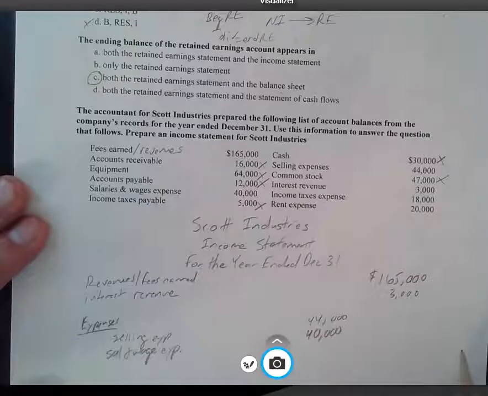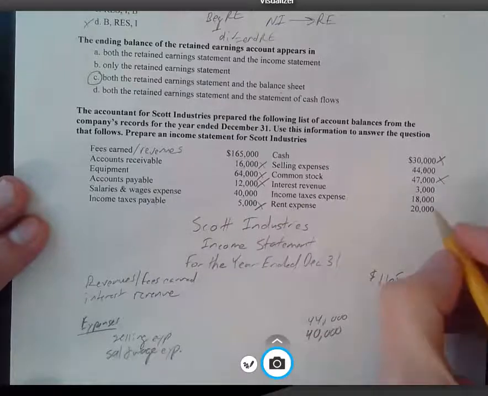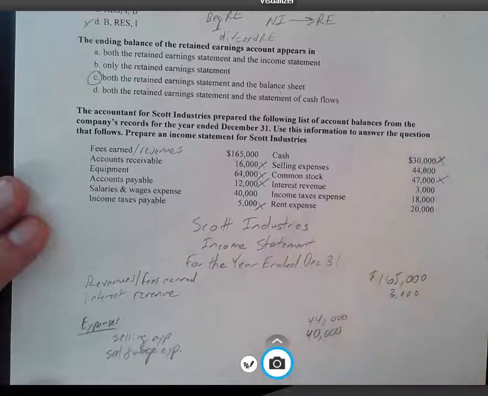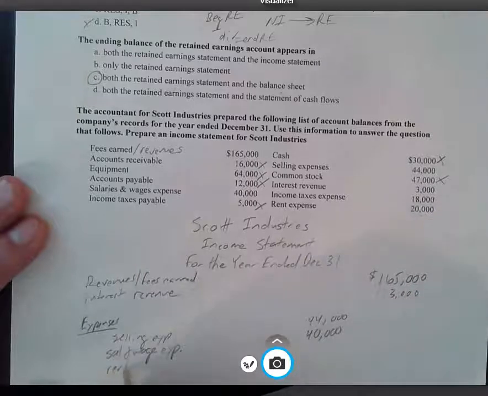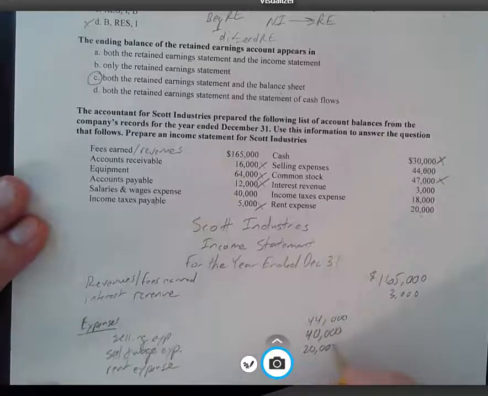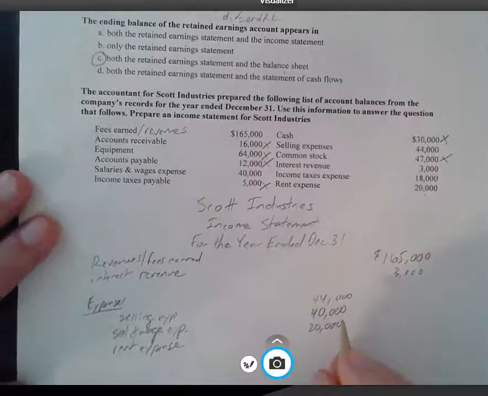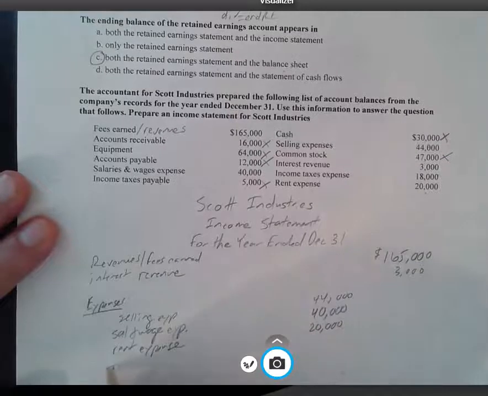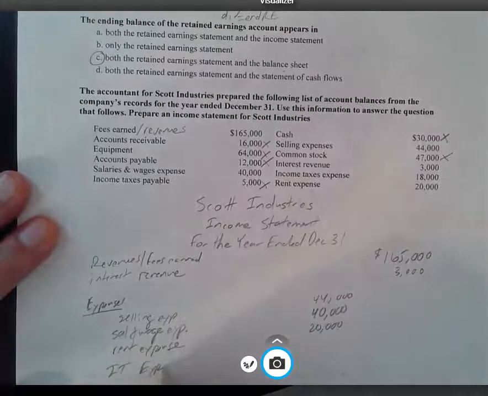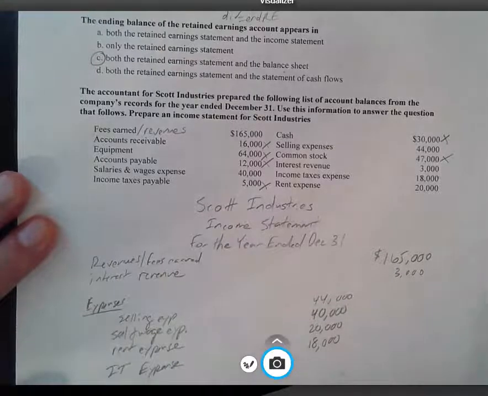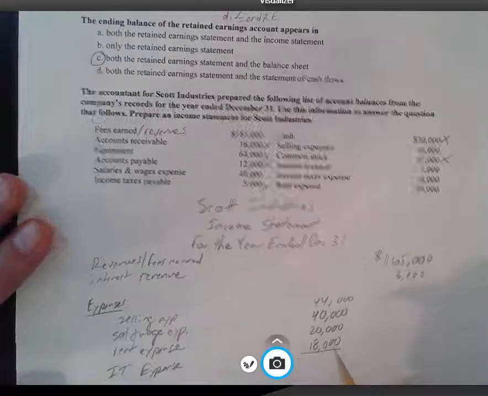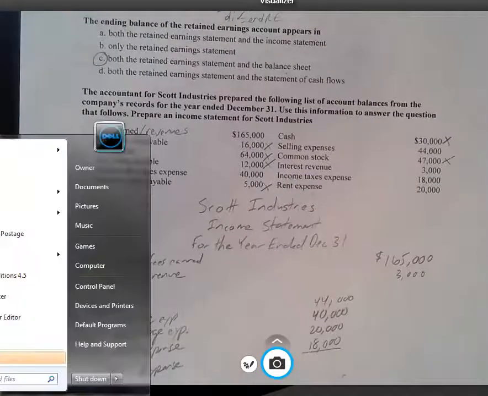Let's see, income taxes expense and then rent expense. These are both expenses, so they both belong on the income statement. I'm actually going to do rent expense next, right here, because it's a little bit more. Okay, and then I'm going to do, what was it? Income tax expense next, 18,000. And bear with me one moment.